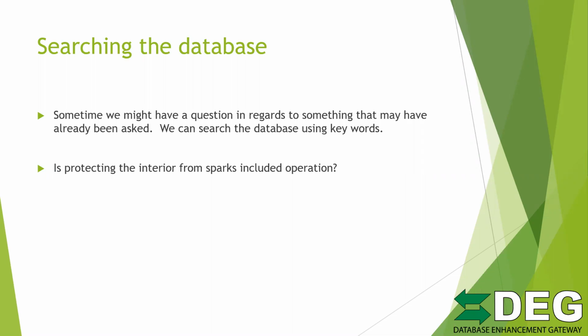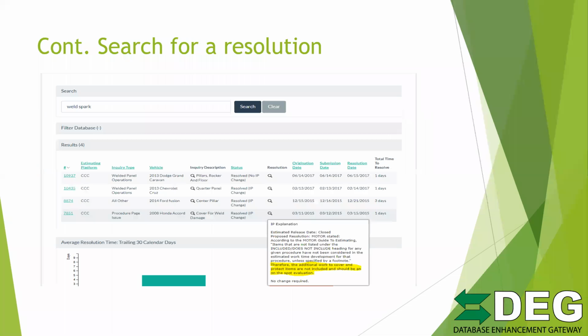A question that comes up commonly is protecting the interior from sparks in included operations. So on our website, when you go to the database tab and you search in the search field, we'll just type in weld spark, for example, because it searches for keywords. And then when we click on the search button, it will bring back any inquiry that's been submitted with the word weld or spark in there.